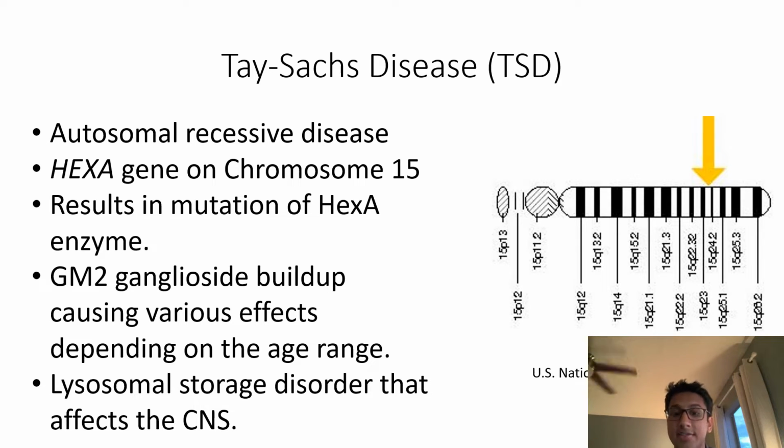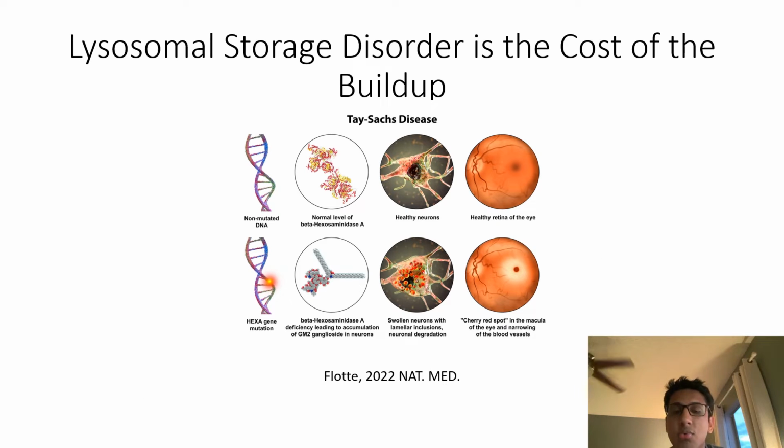The mutation of the hexA gene results in a mutation of the hexA enzyme. This enzyme regulates GM2 ganglioside buildup, and once that buildup does happen, various effects happen depending on what age range the patient is in. This disease can be classified as a lysosomal storage disorder that affects the central nervous system. So a lysosomal storage disorder is the cause of that GM2 ganglioside buildup.